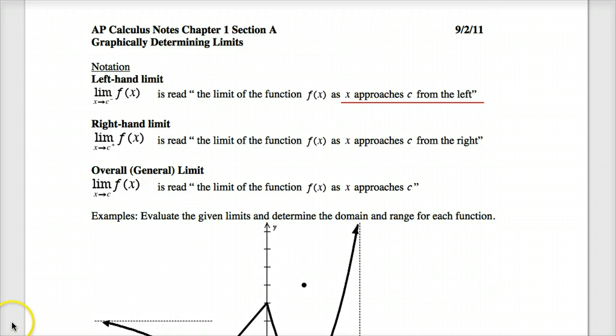I know we tried to do this yesterday and went all crazy with sync space, so we'll try it a different way. So on your notes, we're going to talk about how you find limits on a graph. And a lot of this stuff we're going to go pretty quickly because this should be a review from last year. So first of all, notation.